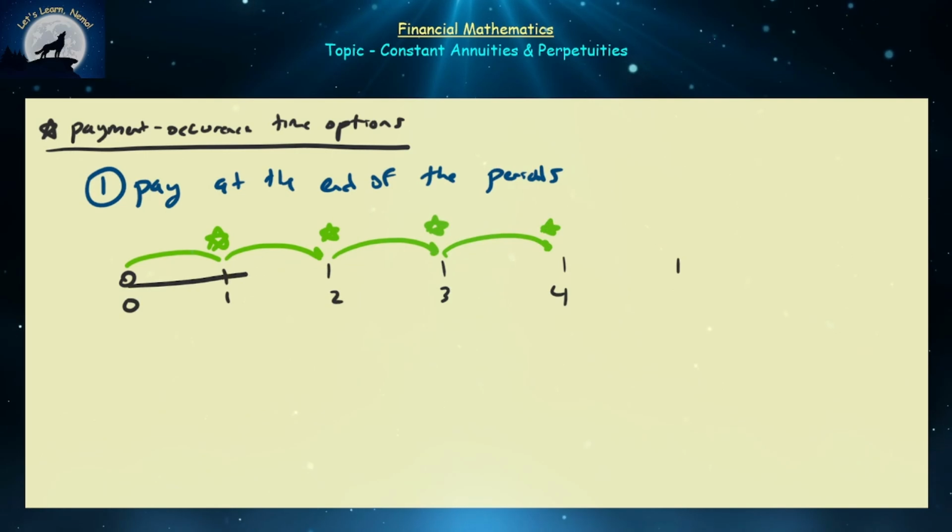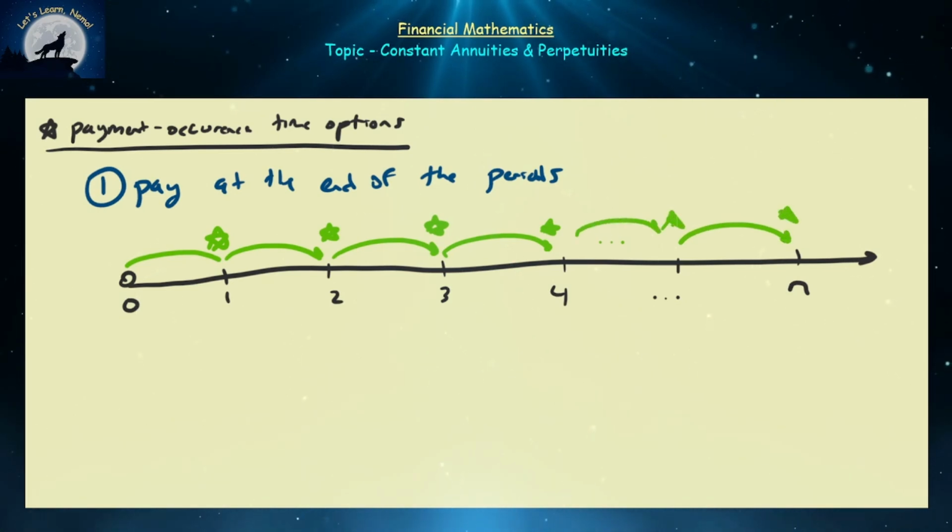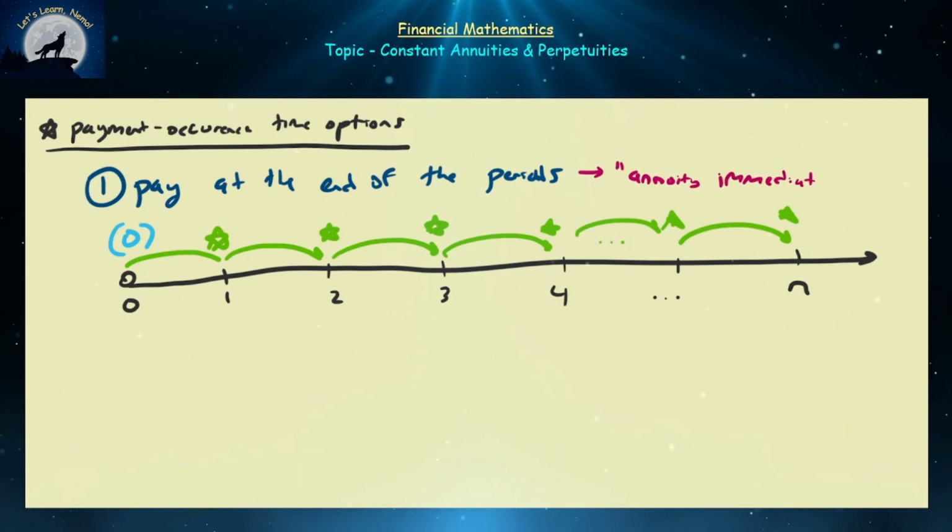So let's draw a longer, more general timeline. Right? So this would continue onwards, all the way down to the last payment. Note here that there is no payment at time t equal to 0. So this type of annuity structure where you pay at the end of the time periods is referred to as an annuity or perpetuity immediate. An annuity immediate pays at the end of the time periods.